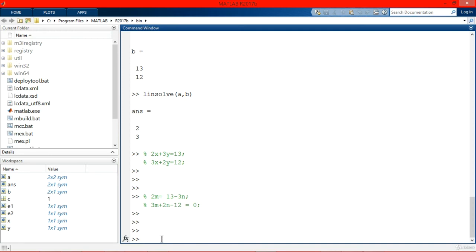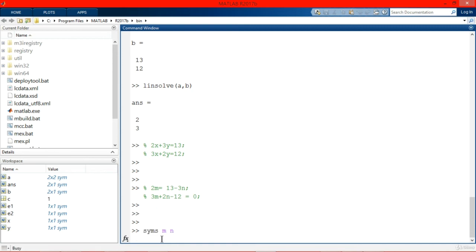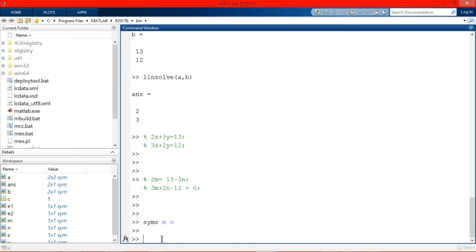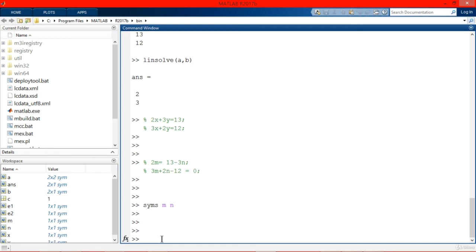So the first step is the same as we have done in the previous example, to declare symbols, and in this case I have m and n as symbols of my equations. Second step is to make variables of both equations, and also multiplication and double equal sign are necessary as before.